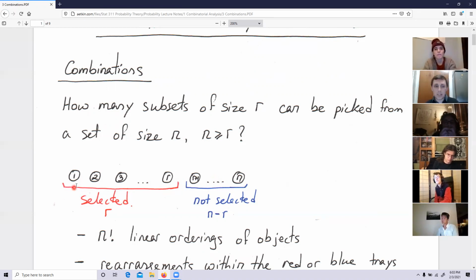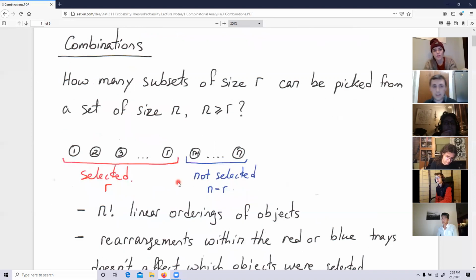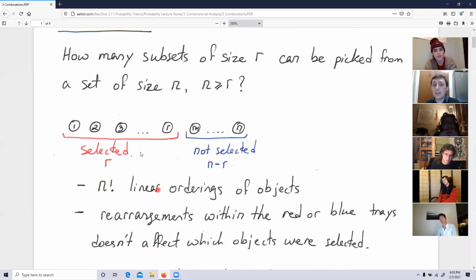There are markings on the tray, marking 1, 2, 3, etc. Can you imagine that, guys? So they are standing on either the red or blue tray. The blue tray is not selected, the red tray is selected. Clearly, against the wall, I can arrange these individuals in n factorial ways. If I rearrange any of the reds among themselves or any of the blue among themselves, nothing changes. The same people are selected, the same people are not selected, yes?